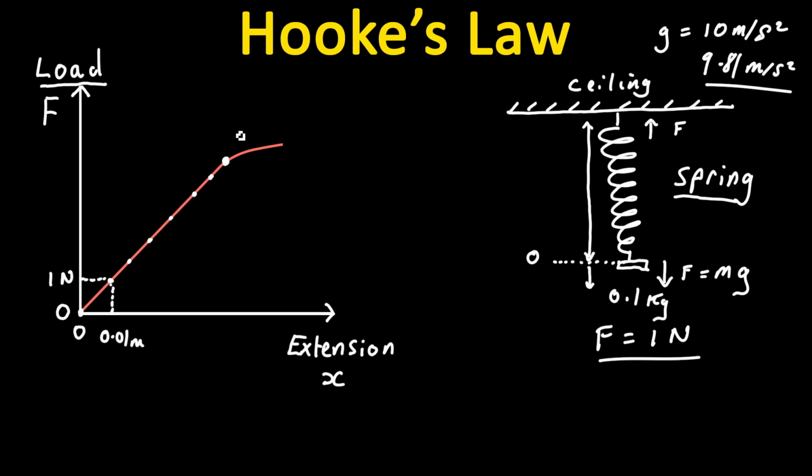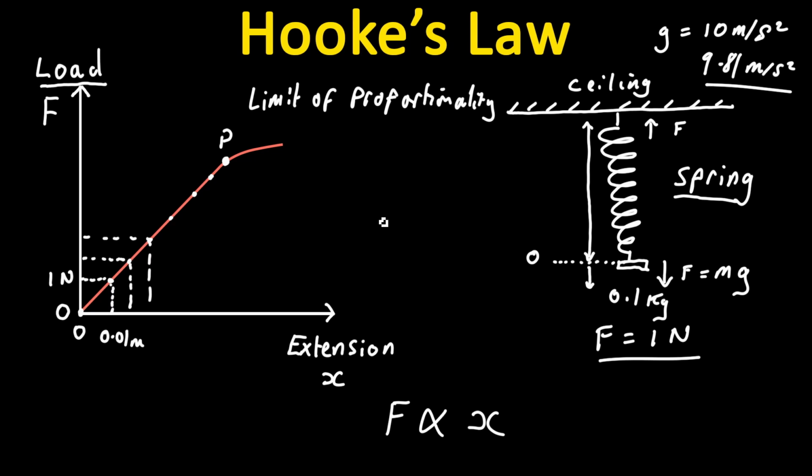But as we keep adding masses to the spring, we find that we have a linear relationship up to some point P. This means as we increase the force on this spring, the spring extends by an amount proportional to the force. So the force is proportional to the extension. Now this only happens up to some limit called the limit of proportionality. And the limit of proportionality is simply where the linear relationship breaks down. So this no longer applies.